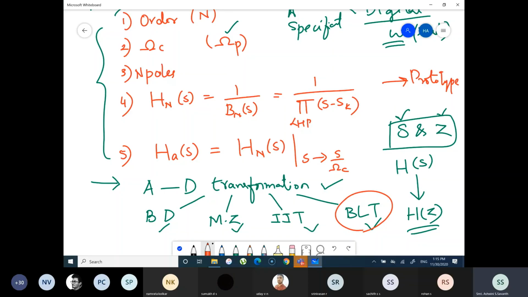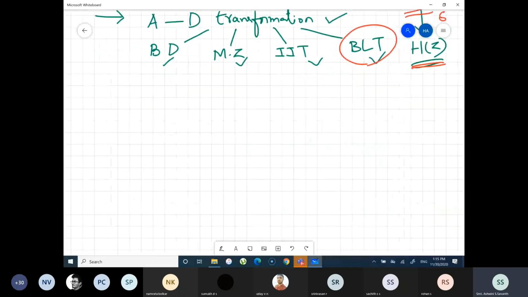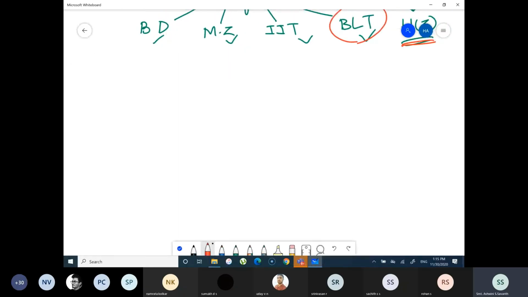Try to understand how that S to Z relationship is. Basically, as I told you, we are interested in relating S and Z. Once you get this relationship in your H of S, just replace S with whatever relation you have derived. You are going to obtain your H of Z. So that's how the transformation goes on. So let us see how to perform this bilinear transformation and derive the relationship between S and Z. So that is like the overall picture of the digital filter design.